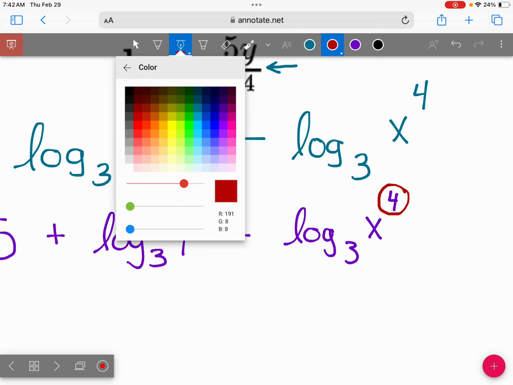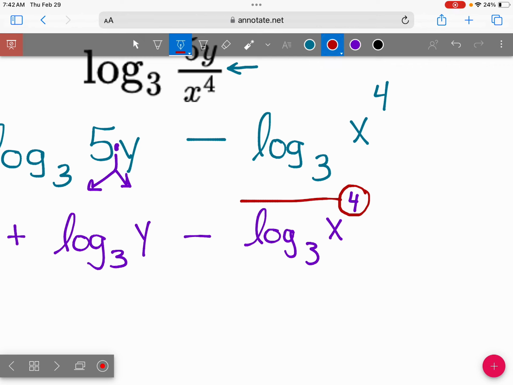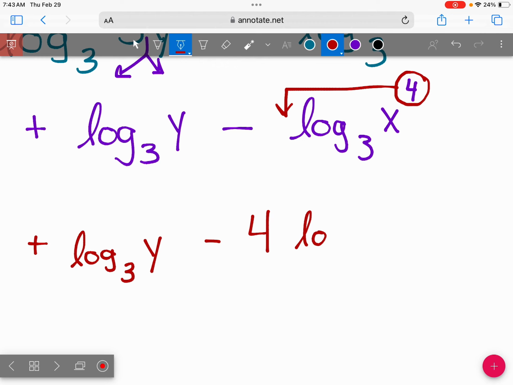So what we're going to do is this 4 comes down and is a coefficient in front of the log. So the first two aren't really changing. They don't have any exponents. So we're going to have log base 3 of 5 plus log base 3 of y minus 4 log base 3 of x.